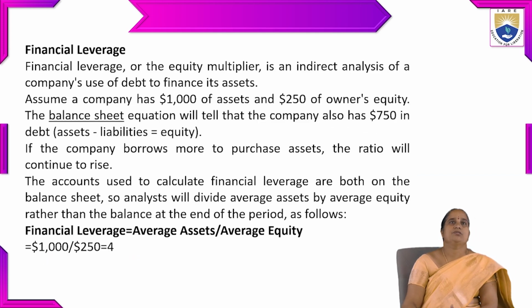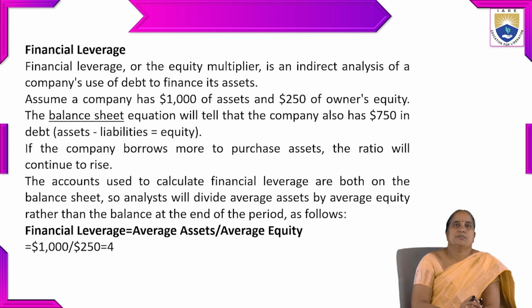The third one is financial leverage. Financial leverage, or the equity multiplier, is an indirect analysis of a company's use of debt to finance its assets. Assume a company has $1,000 of assets and $250 of owner's equity. The balance sheet equation tells us that the company also has $750 in debt. That can be derived by using the formula assets minus liabilities equals equity.